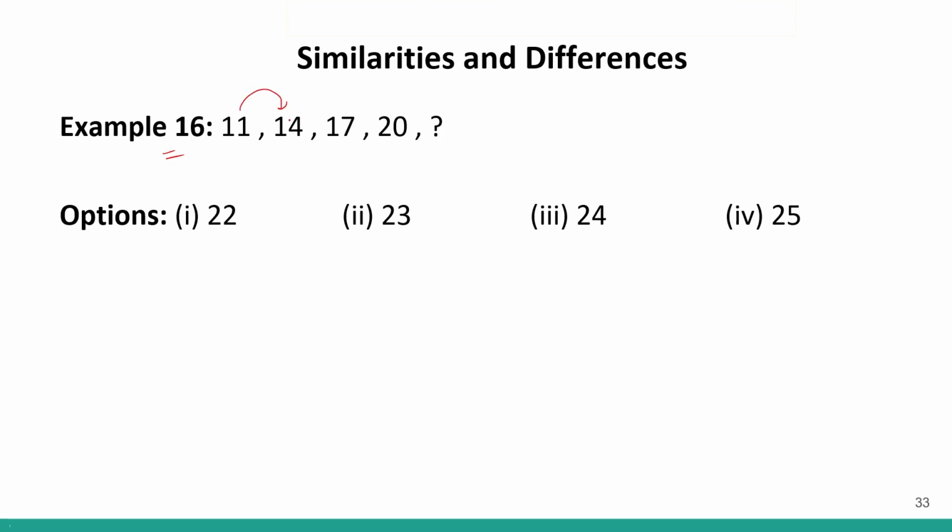Okay, now example number 16. From 11 to 14 is plus 3. From 14 to 17 is again plus 3. From 17 to 20 is again plus 3. So we are just simply moving 3 positions ahead. So 20 plus 3 will give us 23. So answer will be option number 2, 23.